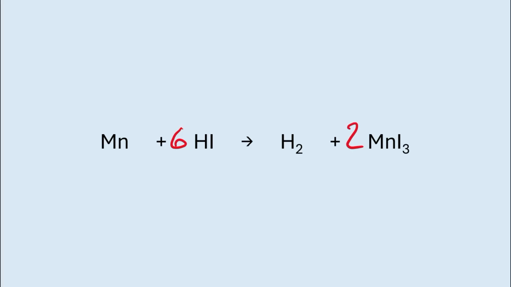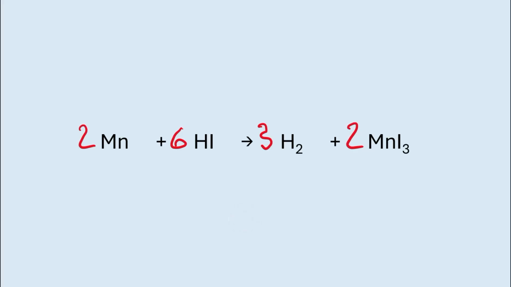We started with 6 and we're only using 2 at the end. Well, let's use 3 of those molecules. So now we've got 6 hydrogens. The manganese is also messed up because we started with 1 and we somehow ended up with 2 at the end. So we'd better start with 2. And now the equation is balanced.